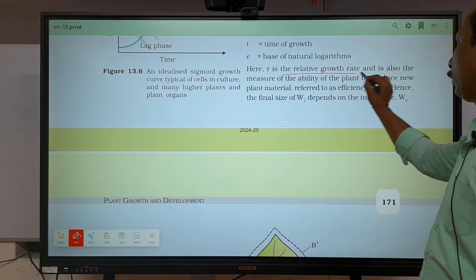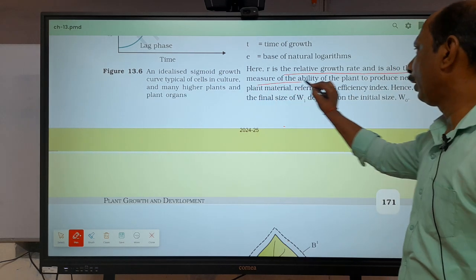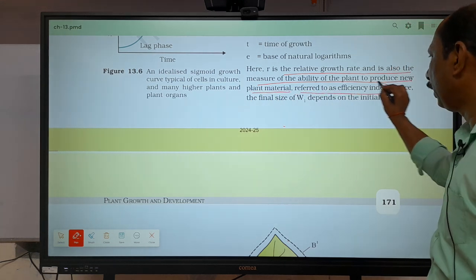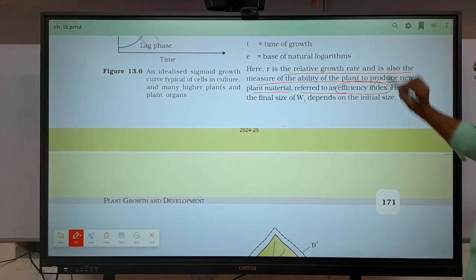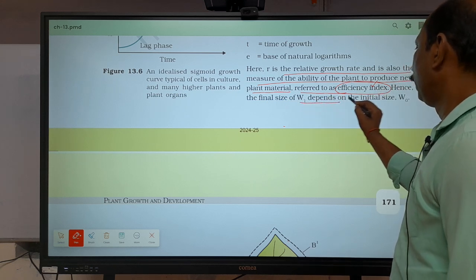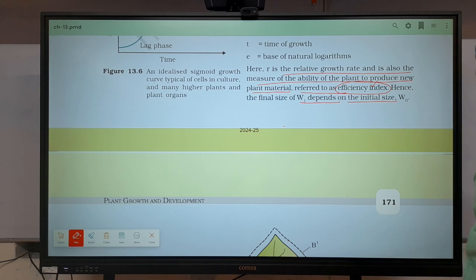R is the relative growth rate and is also the measure of the ability of the plant to produce new plant material, which is referred to as the efficiency index. So R is also considered as the efficiency index. Hence the final size W1 depends on the initial size W0. Now W1 totally depends upon W0, the initial size, right?